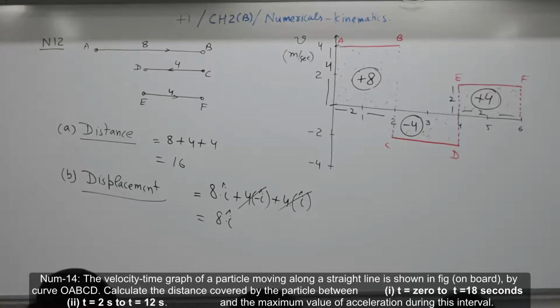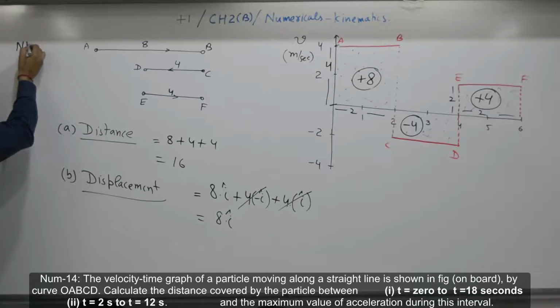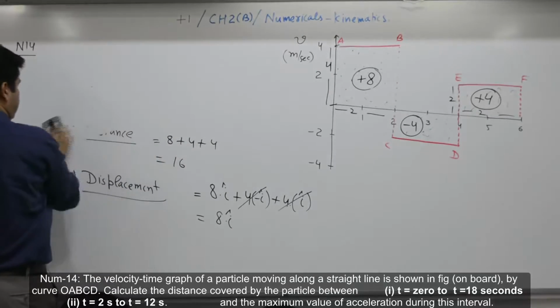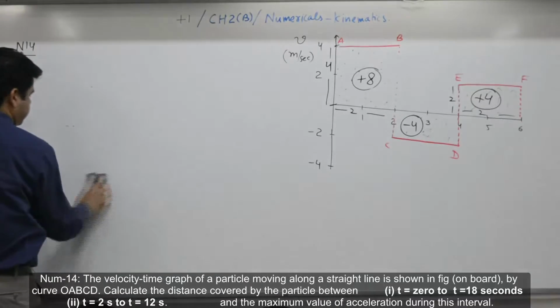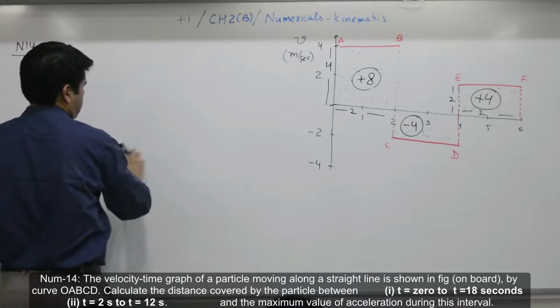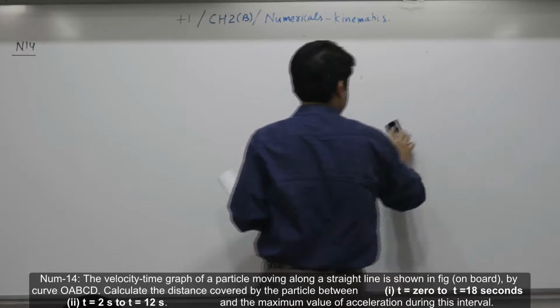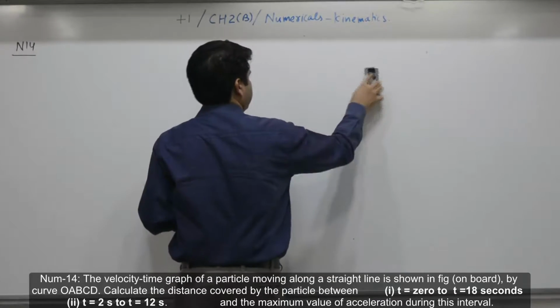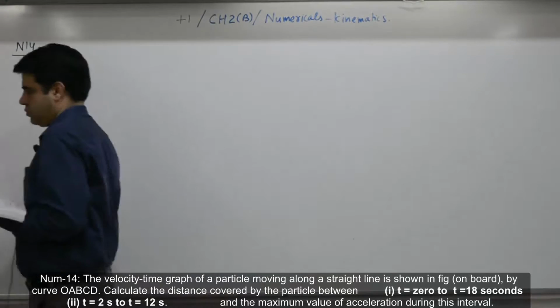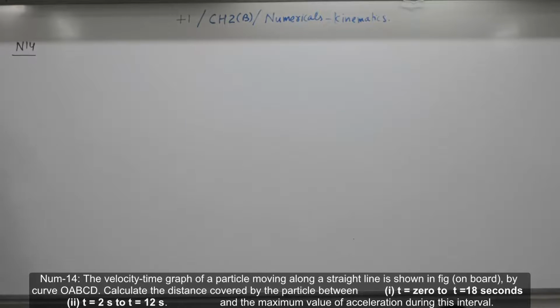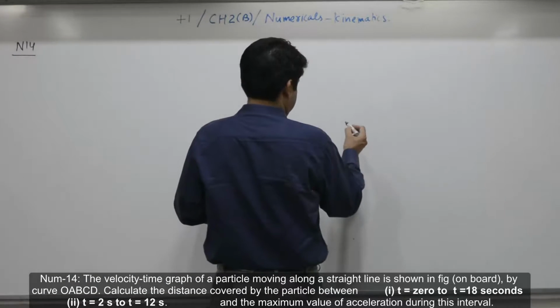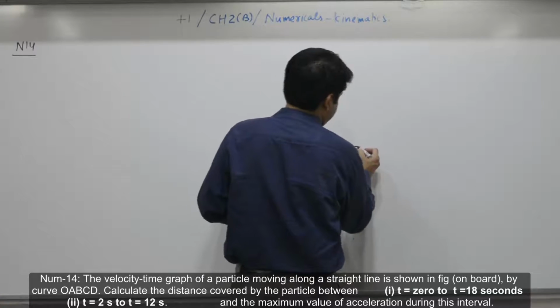Try numerical number 14. The total phenomenon is for how many seconds? 18. So draw the graph.